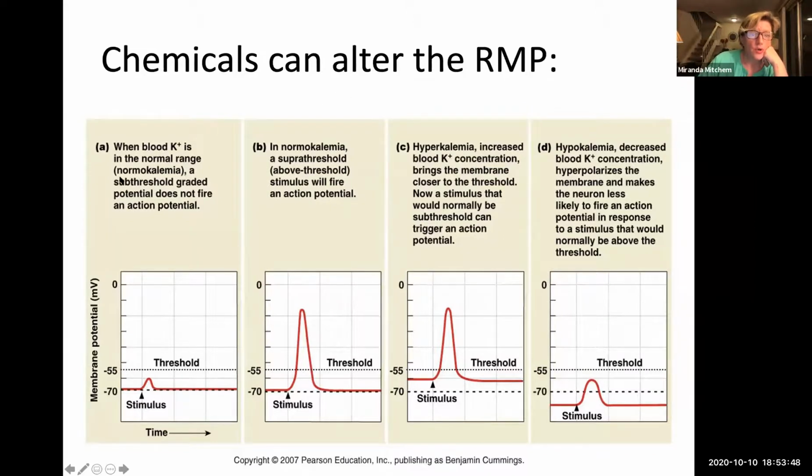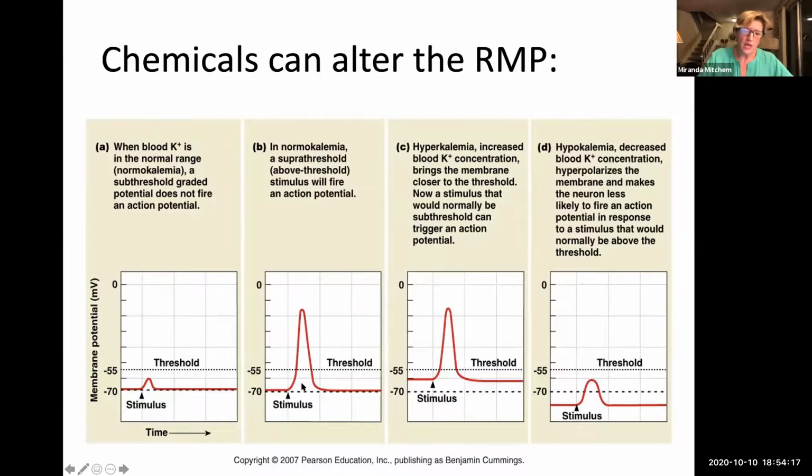So here we're looking at normokalemia. Kalemia is potassium. So normokalemia is when the potassium is in the normal range, but we've got a sub-threshold stimulus. So our stimulus is applied at this time, and we see an increase in the resting membrane potential, but it's not strong enough. This is a graded response. It has not hit threshold. So therefore, there's no response in this panel.